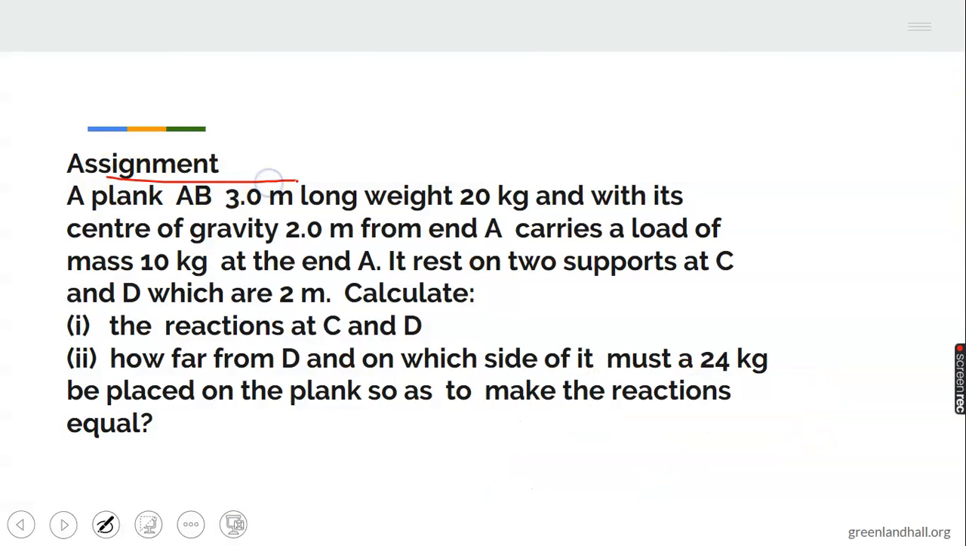Now, assignment. A plank AB 3 meter long, weighing 20 kilogram, with its center of gravity 2 meters from end A, carries a load of mass 10 kilogram at the end A. It rests on 2 supports at C and D, which are 2 meters apart. Calculate the reaction at C and D. How far from D and on which side must a 24 kilogram be placed on the plank so as to make the reactions equal?